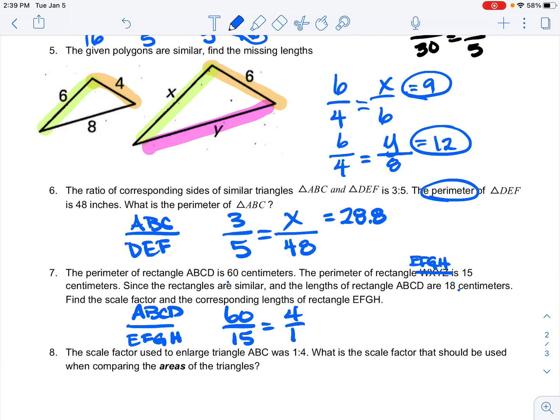So our first question is find the scale factor. What is the scale factor? 4 over 1. And the corresponding lengths of rectangle EFGH. Well, if ABCD is 18, 18 is going to go on the top, because ABCD is on the top. X is going to go on the bottom because EFGH is on the bottom. So you're going to do 1 times 18 divided by 4. So the side lengths are going to be 4.5 centimeters.